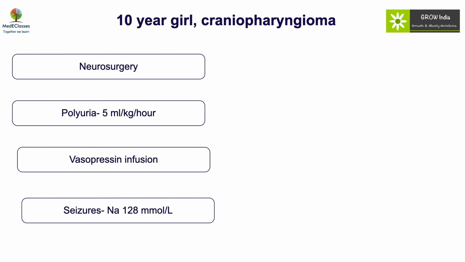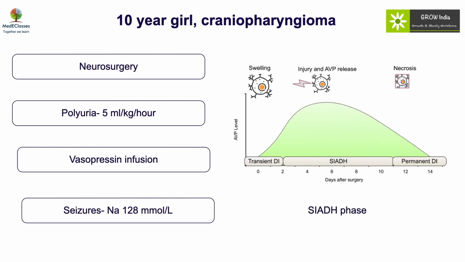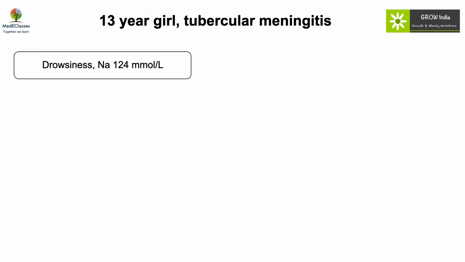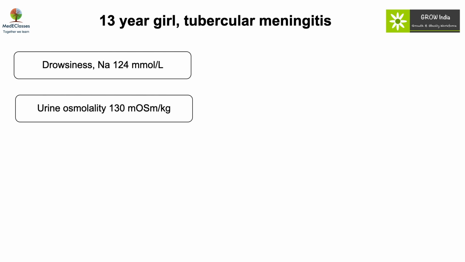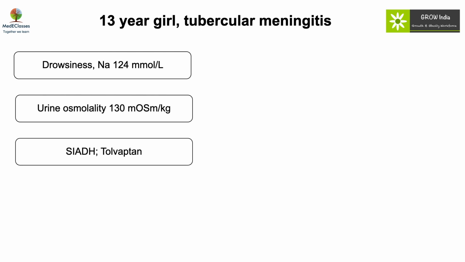So this is something which is not unusual. This is the classic triphasic response that we see in neurosurgery, and that would result in the SIADH phase and this exaggerated response. Coming on to the other spectrum, there was a 13-year-old girl with tubercular meningitis who was having drowsiness and euvolemic hyponatremia with high urinary osmolality. A diagnosis of syndrome of inappropriate ADH secretion was made, and treatment with tolvaptan was started.